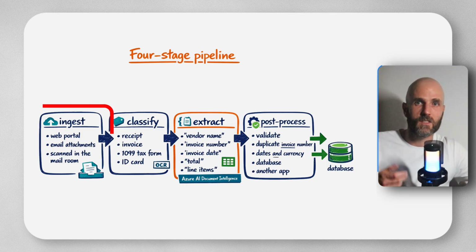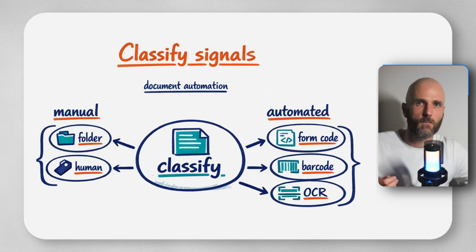So stage one is ingest. I'm just getting documents into a digital place I can work with. Maybe customers upload to a web portal. Maybe invoices arrive as email attachments. Maybe physical mail gets a scan in the mail room. The point is I gather it in one central place so I can operate on it consistently.